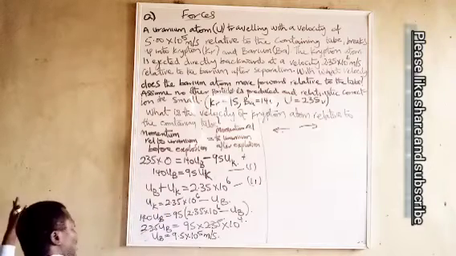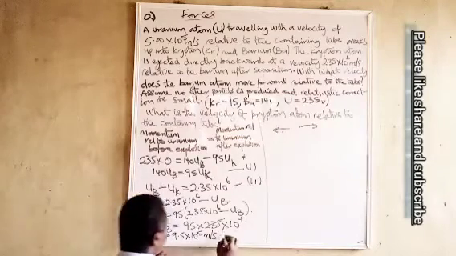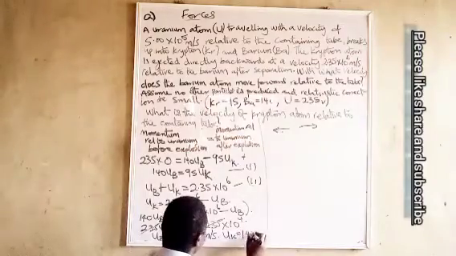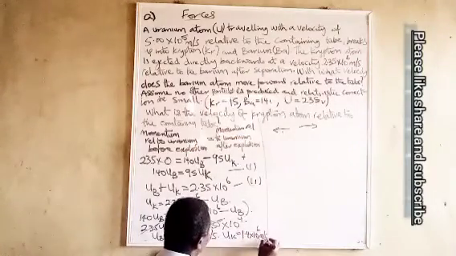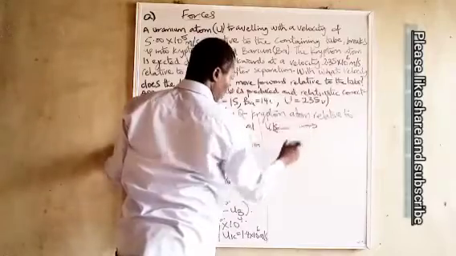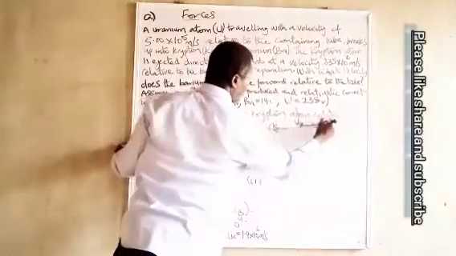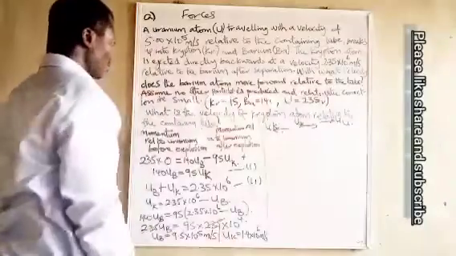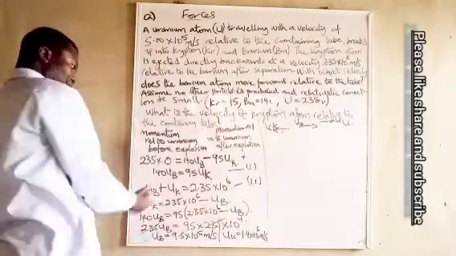And I have known that UK is towards this direction. So UK will give me 1.4 times 10 raised to the power 6 meters per second. This is the direction of UK, and this is the direction of UB. This is the initial direction of uranium. So, automatically, UK will have a negative sign.